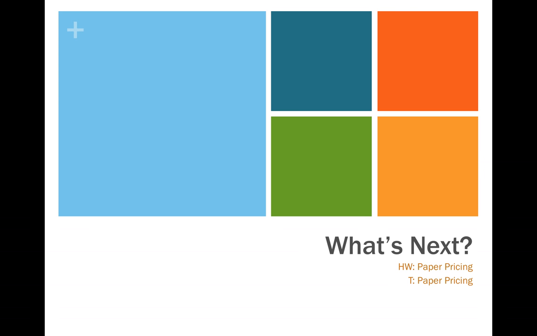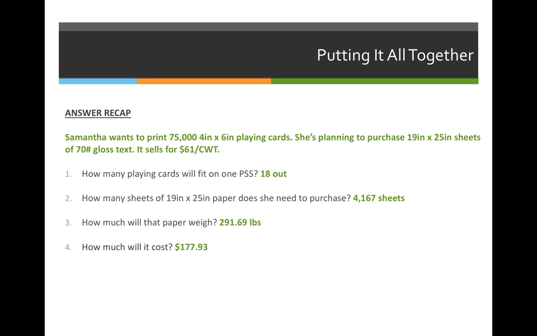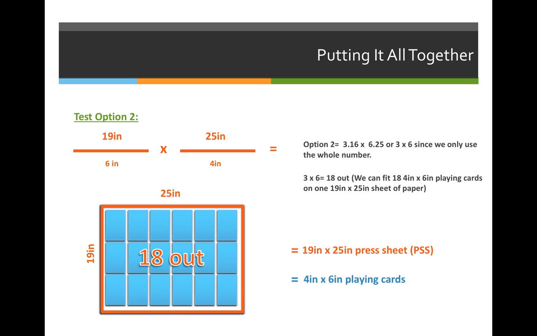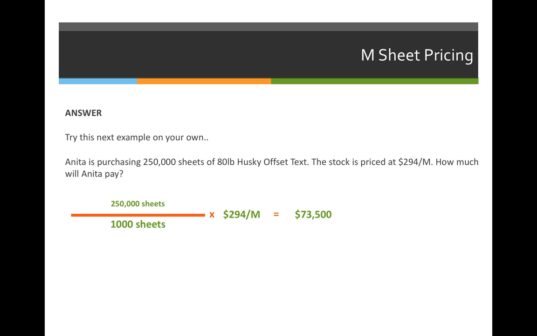Also note, our thorough putting it all together example includes a CWT pricing example. The homework and test will include hundredweight and M sheet pricing examples, and so you'll need to practice M sheet pricing using the formula that we talked about earlier in the lecture, located on this slide here, where we take the number of sheets and divide it by 1,000 and then multiply it times the M sheet pricing.